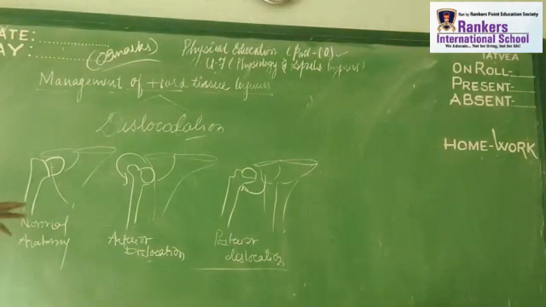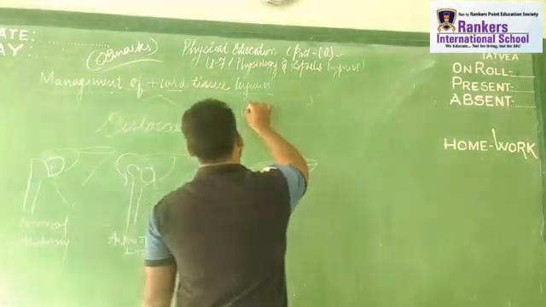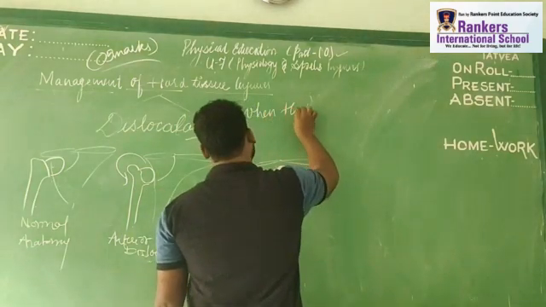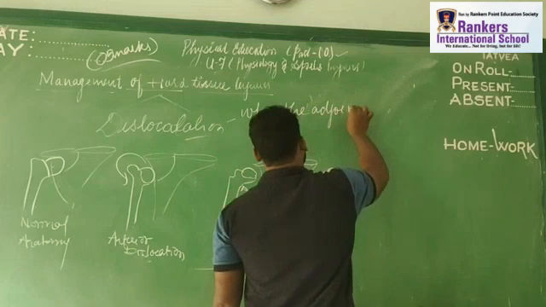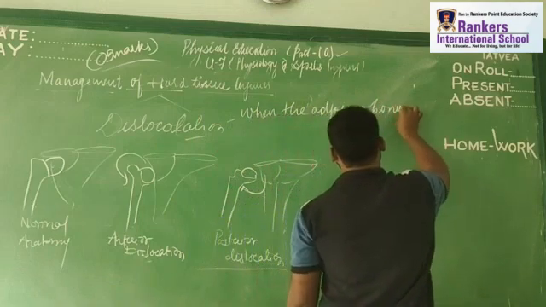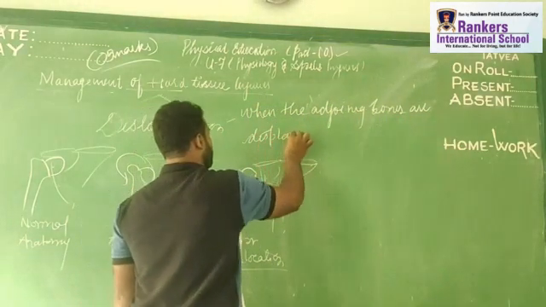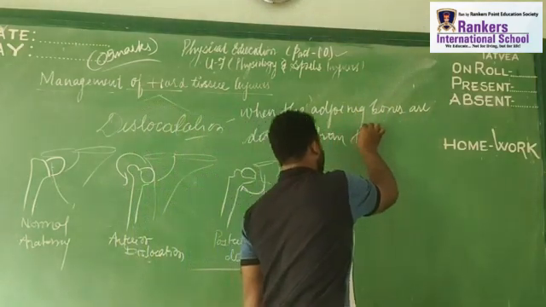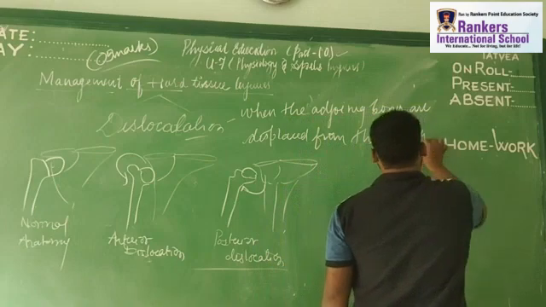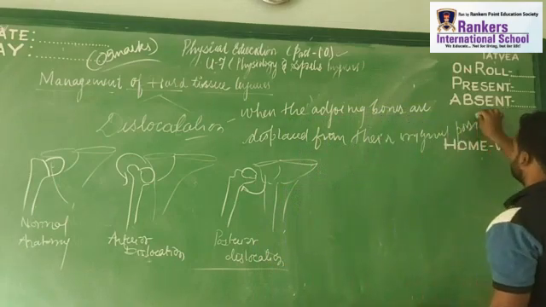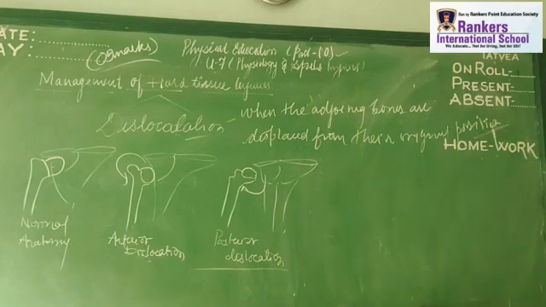What did we read about dislocation, students? What is dislocation exactly? When the adjoining bones are displaced from their original position, right? So whenever dislocation occurs, these bones are displaced from the original position, and at that time what do we call it? We simply call it dislocation.